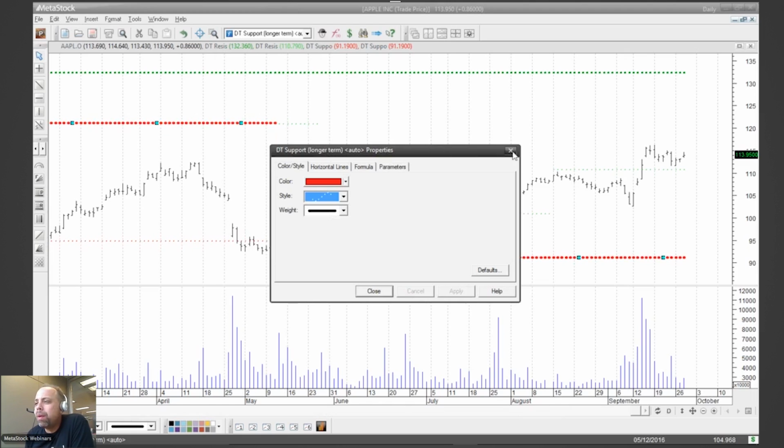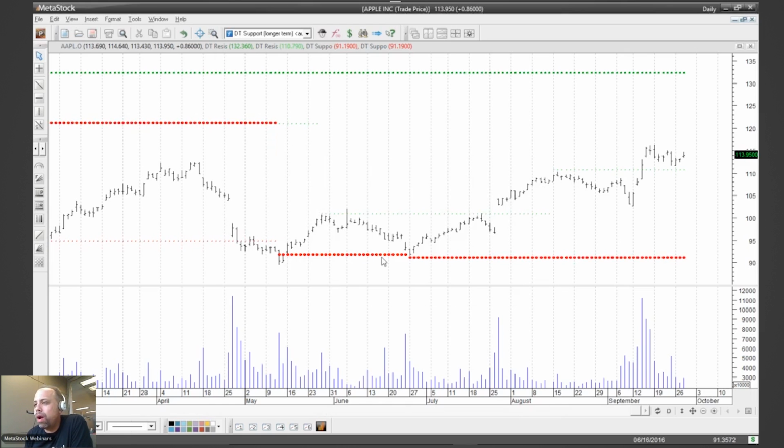But we'll go ahead and click on Close right here, and now we can kind of see where a lot of times they'll be the same. You'll notice the two lines turn into one line. That just means they're at the same place. Okay. Sometimes they'll be different. It's not uncommon for support to also be resistance, as you can see right here.